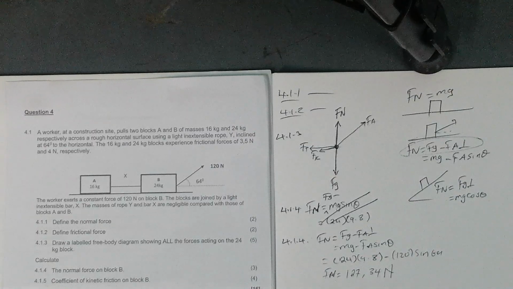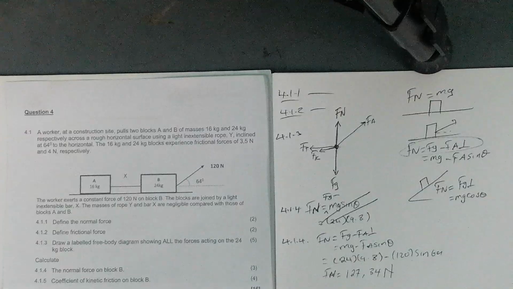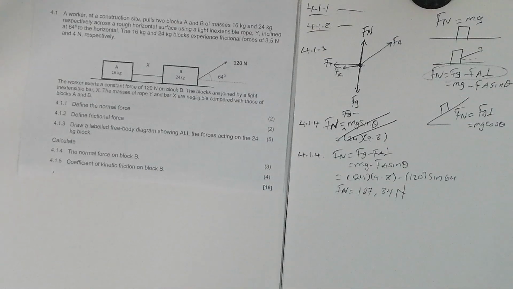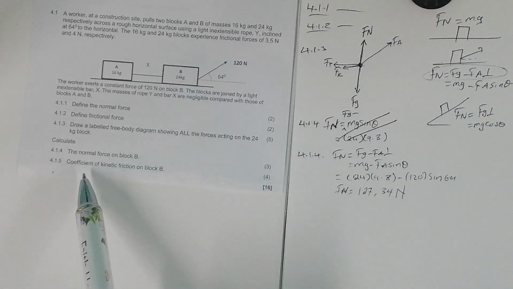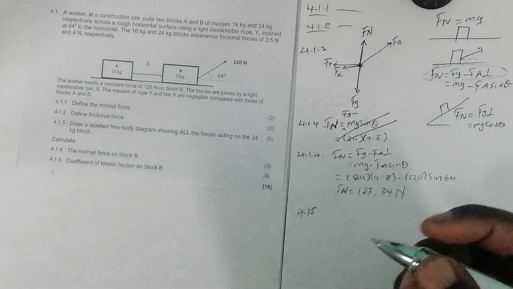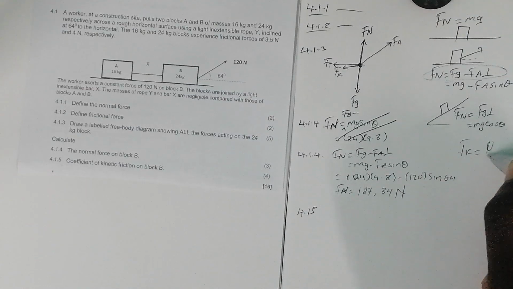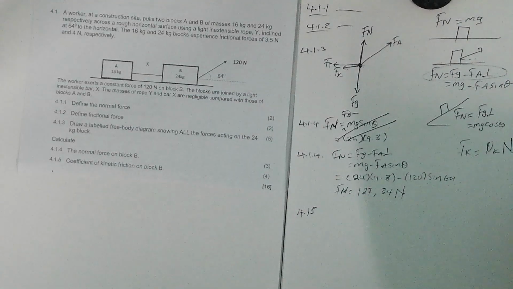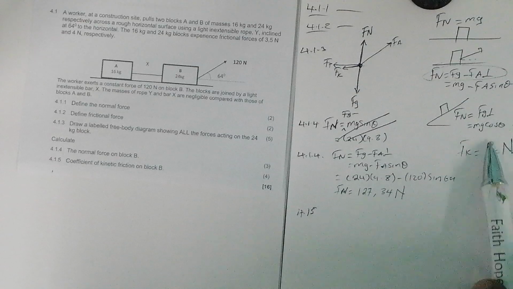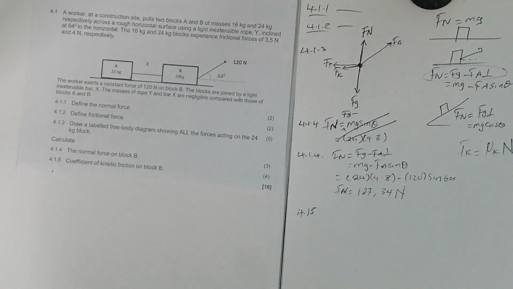Therefore, 4.1.5. Calculate the coefficient of kinetic frictional force on block B. They want us to calculate the coefficient of friction on block B. So the formula that we must use is Fk equals mu k times normal force. Let's check if we have the value of Fk.